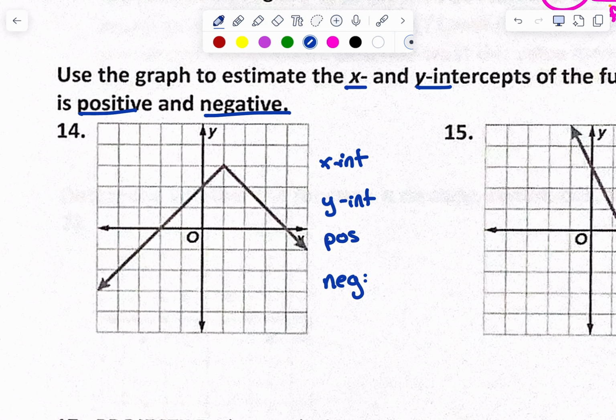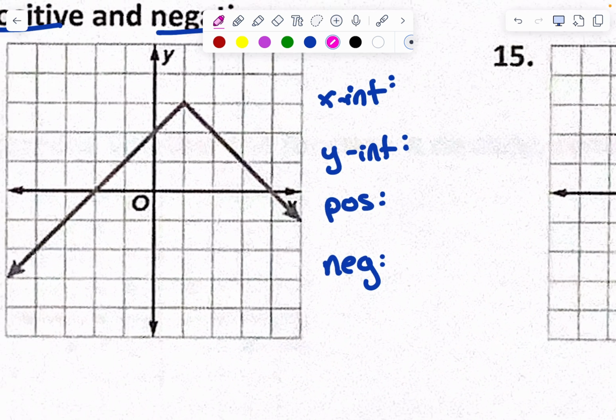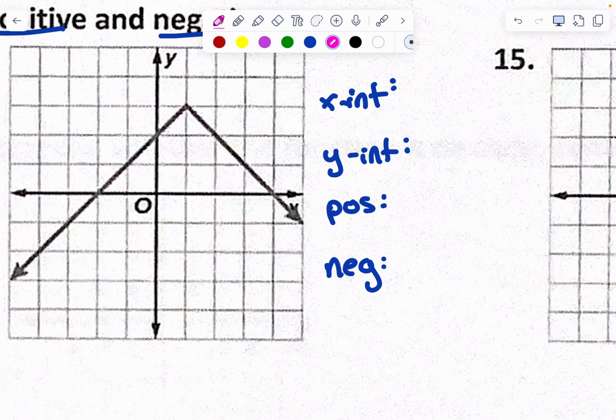Okay, so here we go. X-intercepts is where it crosses the x-axis. How many places does it cross the x-axis? 2, and they are right here, and that is at -2 and 4. Those are my x-intercepts, okay? Now the y-intercept is where it crosses the y, and that is right here at 2. Okay, now we got to talk positive, negative.